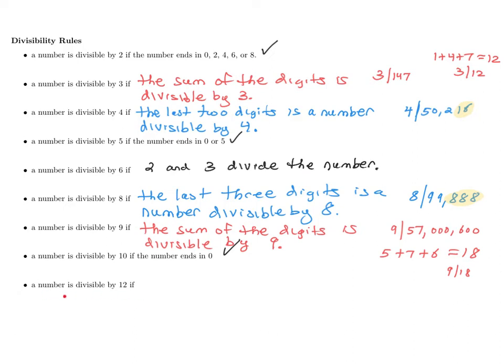The rule for 12 is similar. I bet you could even guess it. When is a number divisible by 12? That happens if both 3 and 4 divide the number, because the product of these two is 12. So I'll say this happens if 3 and 4 divide the number. So let's apply these rules in a couple of examples, and we'll do that in the next slide.